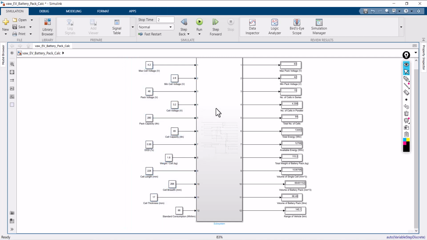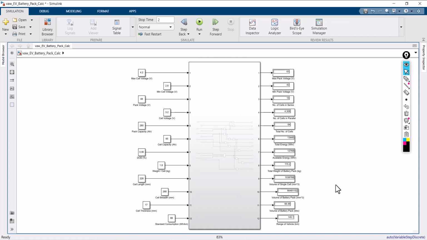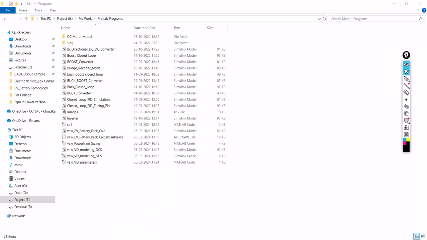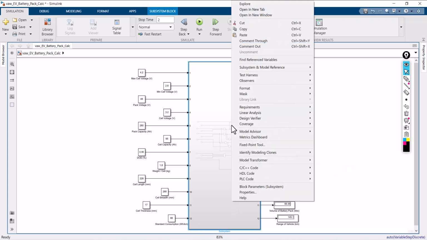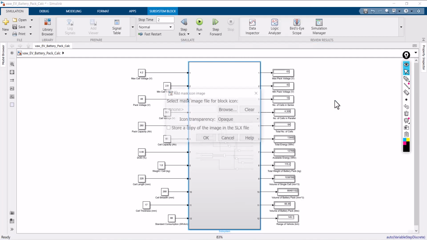Okay, how to add an image, I'll tell you. Right click on it, make sure that your images are available in the folder. Just go to a website or anywhere, download some images which are relevant to your program. Then right click on this subsystem, go to mask, add icon image. Click on this add icon image, it will ask you where to browse. Just click on browse.